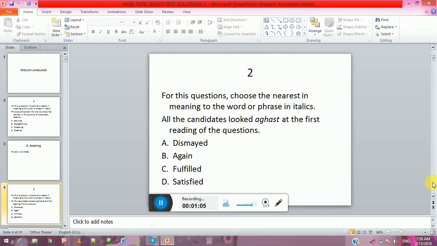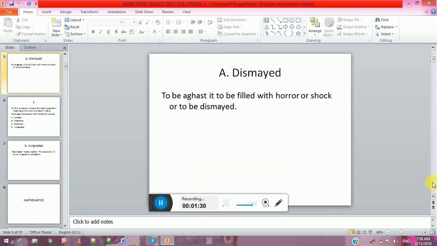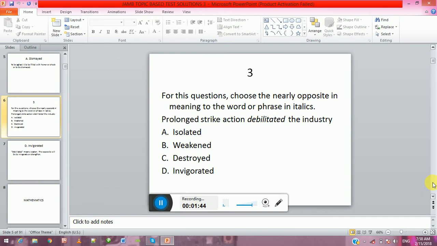Number 2, for this question, choose the nearest meaning to the word or phrase in italics. All the candidates looked aghast at the first reading of the question. The word is aghast. Which word is nearest in meaning to aghast? A. Dismayed. B. Again. C. Fulfilled. D. Satisfied. The answer is dismayed. To be aghast is to be filled with horror or shock, or to be dismayed. So the word nearest in meaning to aghast is dismayed.